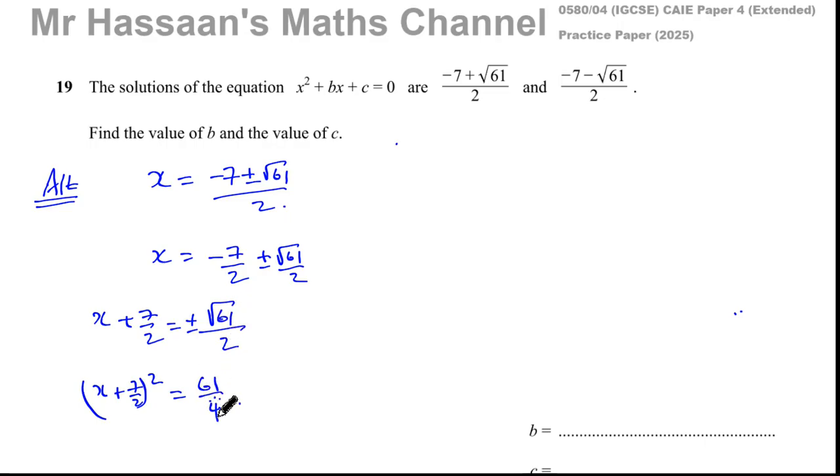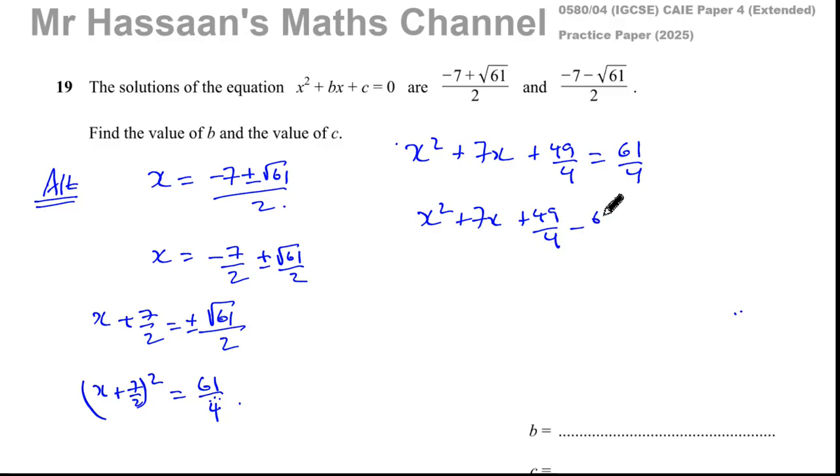Okay, now what we can do is expand this bracket. So we have x squared and then plus, remember you multiply these together and double it. So you're going to have 7x over 2 doubled, which is plus 7x. And then you're going to square this. That's going to give you plus 49 over 4 equals 61 over 4. So we subtract 61 over 4 from both sides. x squared plus 7x plus 49 over 4 minus 61 over 4 equals 0.